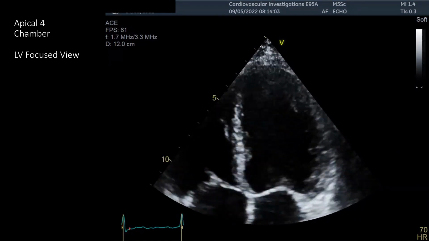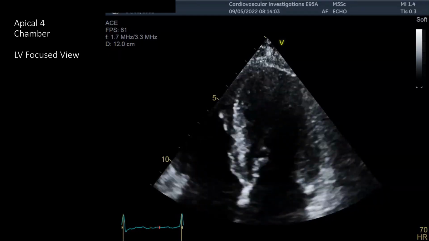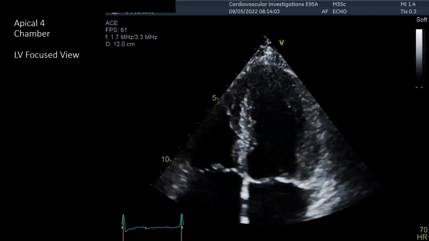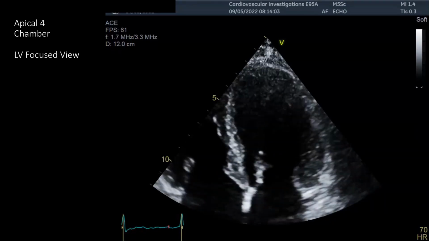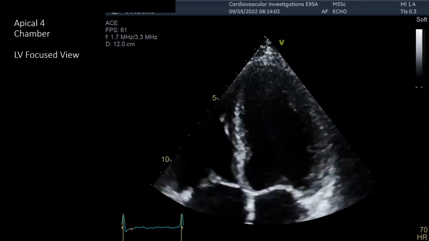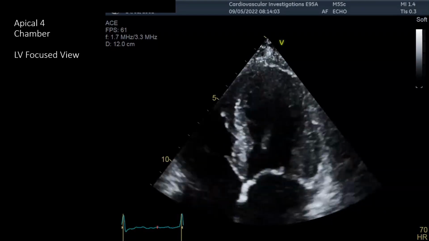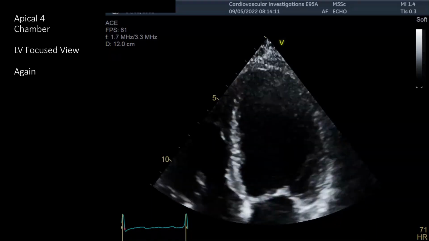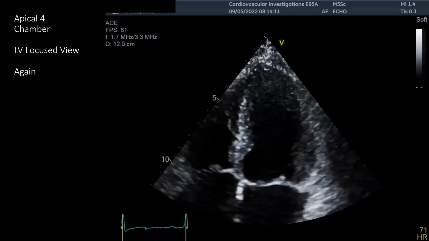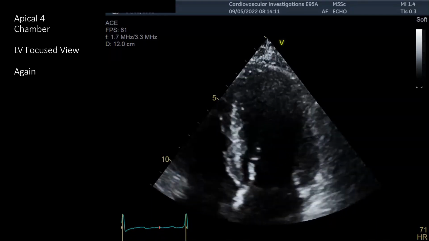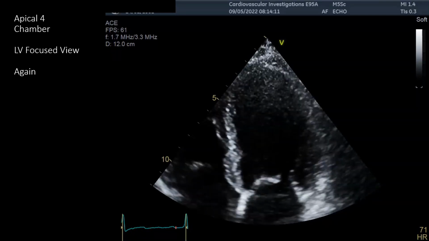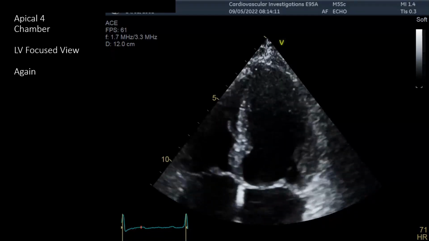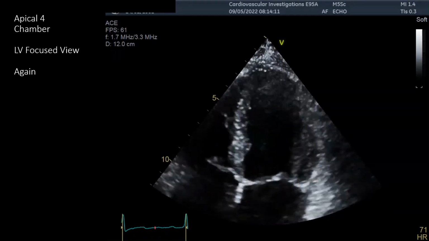And now we're looking at a more focused left ventricle view, which will be used for our later calculations of left ventricular ejection fraction using Simpson's method. We usually do that twice to allow ourselves to obtain some good views with good endocardial definition, and to reduce the risk of error from having misaligned views or foreshortening.